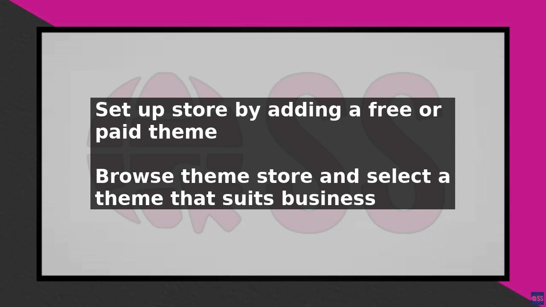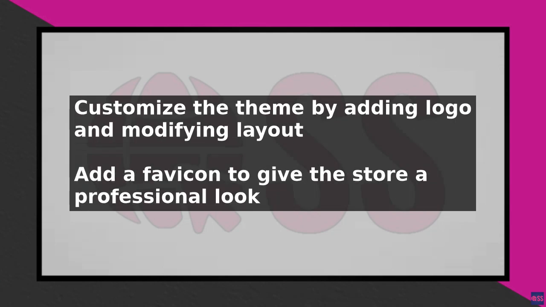Now, it's time to add products to your store. Click on the Products tab in the dashboard and then click on the Add Product button. Fill out the product details such as product title, description, price, and images. You can also add variants to your products, such as different sizes and colors.